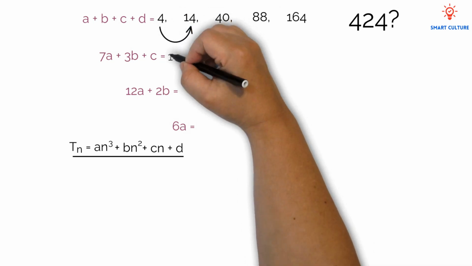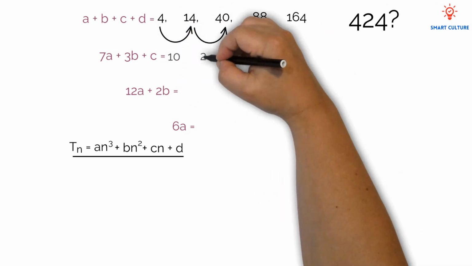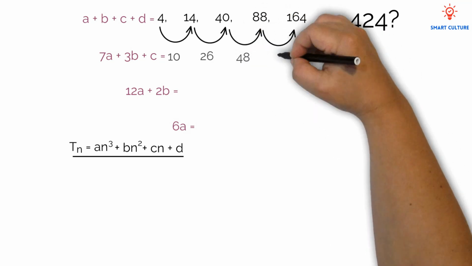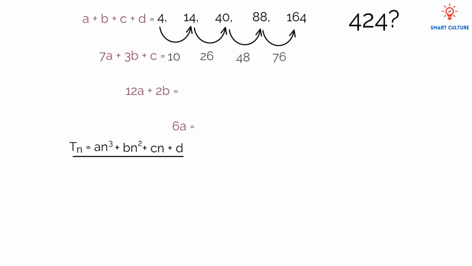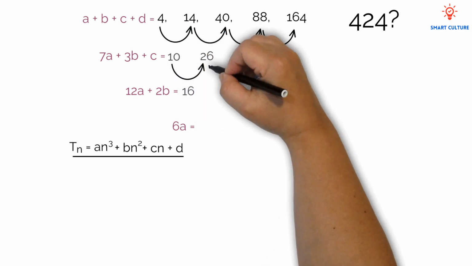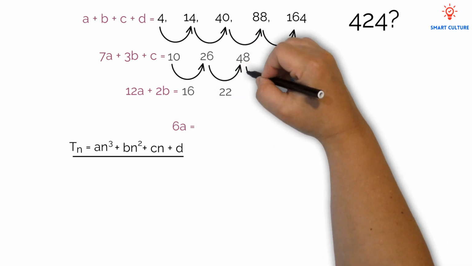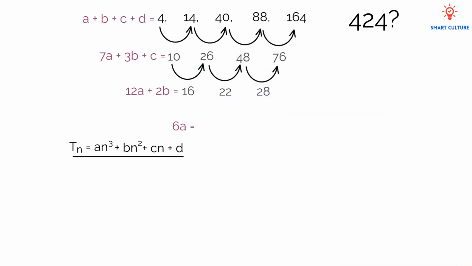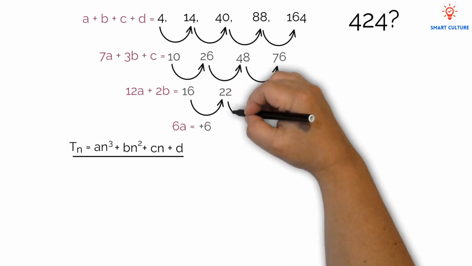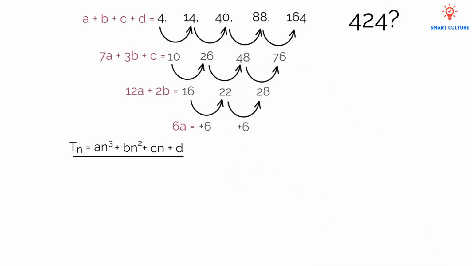So we'll determine the first difference. 14 minus 4 is 10, 40 minus 14 is 26, 88 minus 40 is 48, and 164 minus 88 is 76. Moving on to the second difference, 26 minus 10 is 16, 48 minus 26 is 22, 76 minus 48 is 28. Now we have to determine the third difference, and this will also be the common difference. 22 minus 16 is equal to 6. 28 minus 22 is equal to 6. So you can see here we have a common difference of 6.